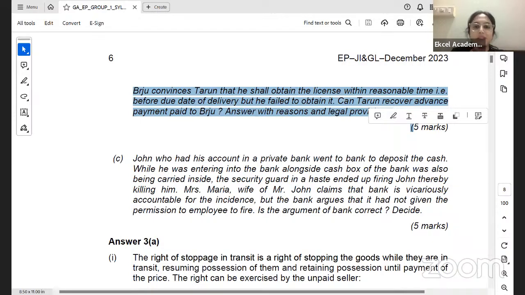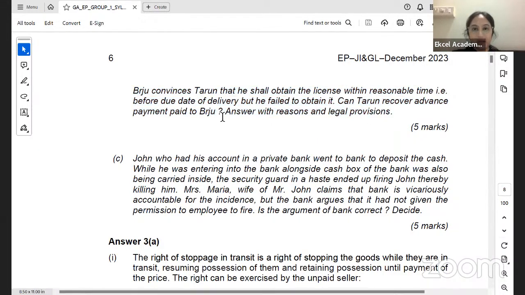Now, Briju convinces him. He says, yes, as of now, I don't have the license, but definitely within some reasonable time, maybe before the delivery date, I will get the license. Don't worry. I will take the license and only then will I send the goods to you. So he convinces Tarun that he shall obtain the license within a reasonable time, that is before the due date of delivery, but he failed to obtain it. Finally also, he did not get it. Now the question is, can Tarun recover the advance payment made to Briju? Answer with reasons and legal provisions.